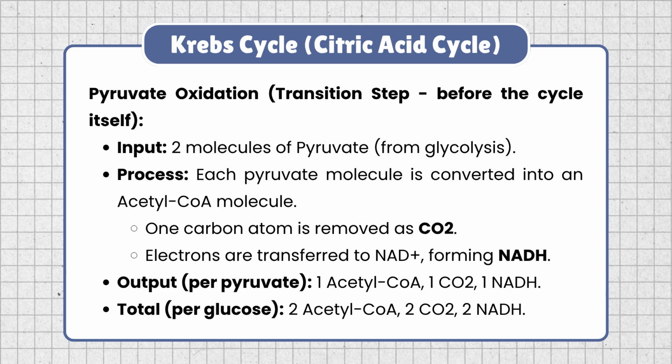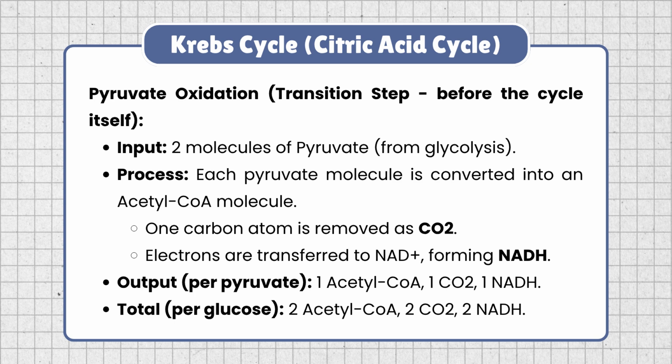Why? Because it relies on the electron transport chain, aka the final step, to regenerate the NAD plus and FAD molecules it needs to keep spinning. So its main goal is to completely oxidize the pyruvate derivatives, stripping them of all their remaining energy. This releases carbon dioxide and generates a modest amount of ATP, but more importantly, it produces a large number of electron carriers, NADH and FADH2, which will power the cell's main energy production later on.